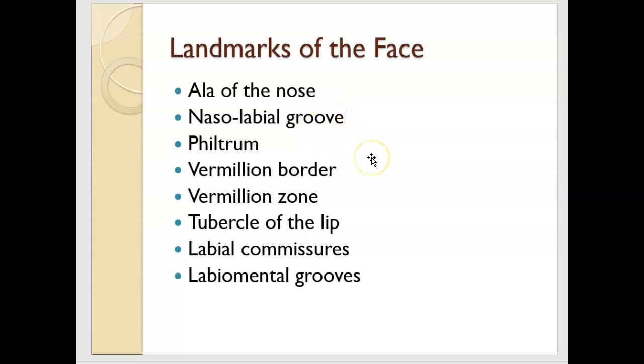Landmarks of the face: the ala of the nose, labial, nasolabial groove, philtrum, vermilion border, vermilion zone, tubercle of the lips, labial commissures, and labial grooves.